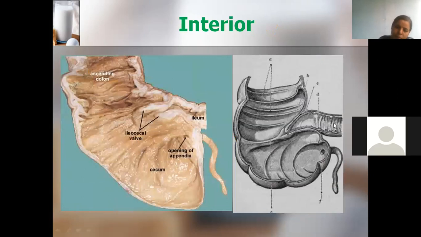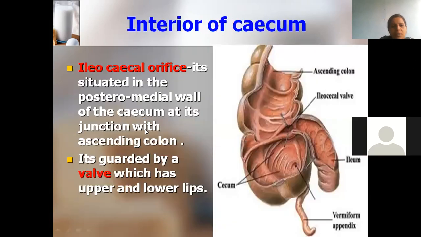I said that the ileum is opening into the cecum, and this is the iliocecal valve. These are the lips, and this is the frenulum. Not only that, the interior of the cecum also shows the opening of the appendix, the appendicular orifice. Opening of the appendix is seen, opening of the ileum is also seen.